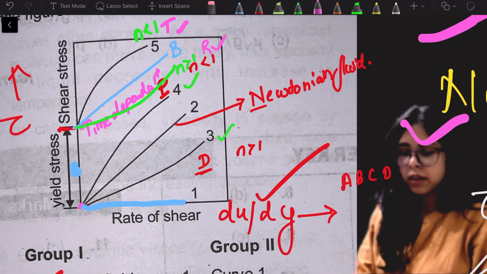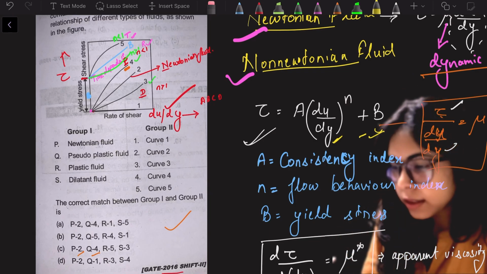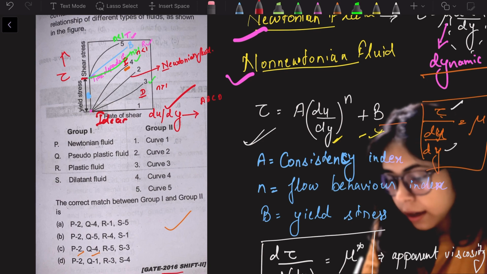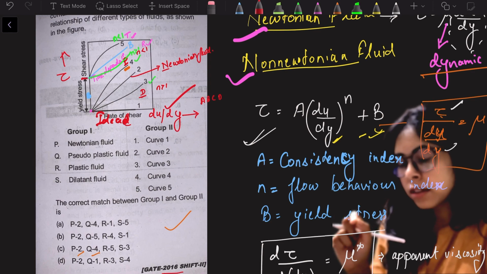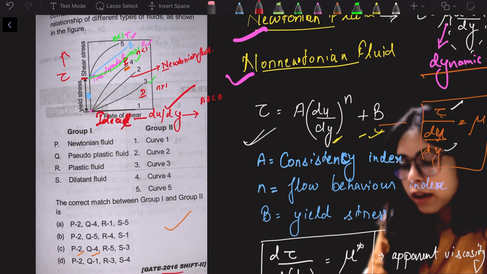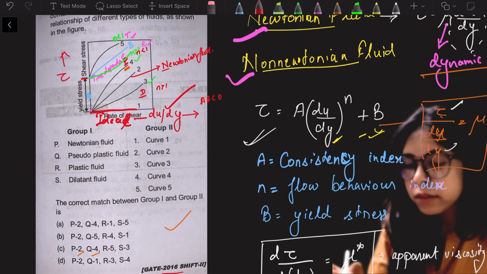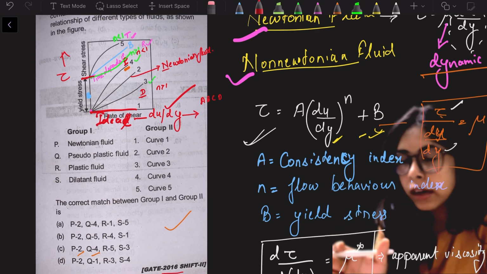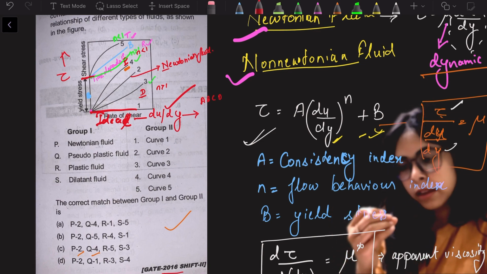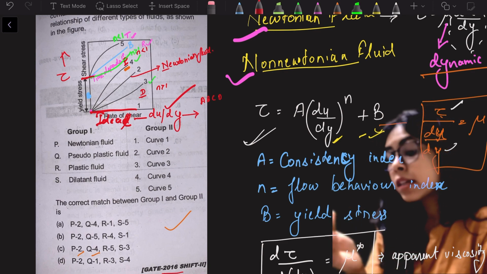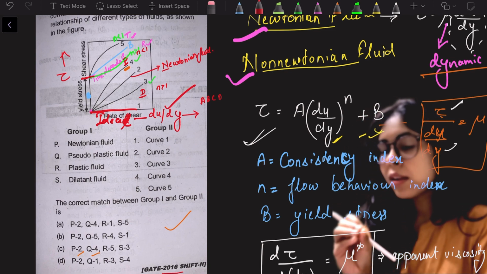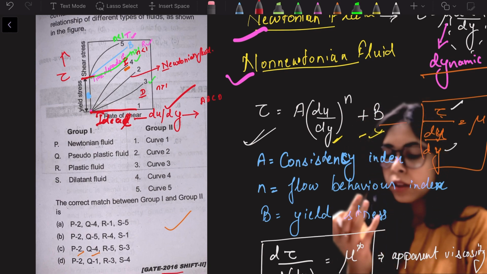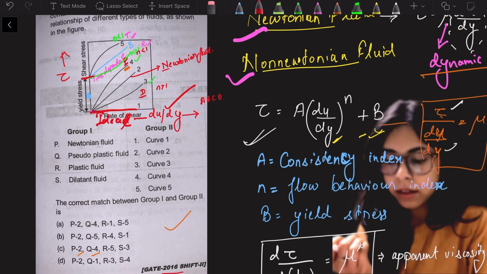Curve 1 is the ideal fluid, and the ideal fluid will have no shear stress, only rate of shear strain, with curve 1. Now any curve after a particular yield stress is a plastic fluid, right? Even if it is thixotropic, even if it is rheopectic, even if it is Bingham plastic, all three come under the plastic fluid category.